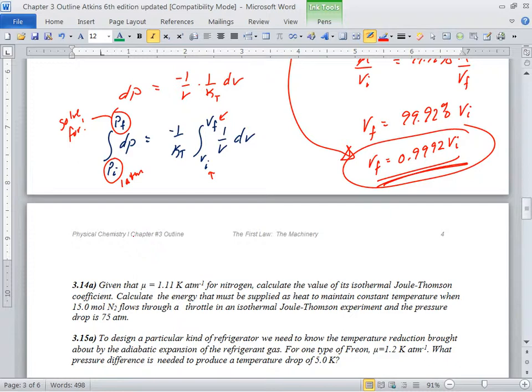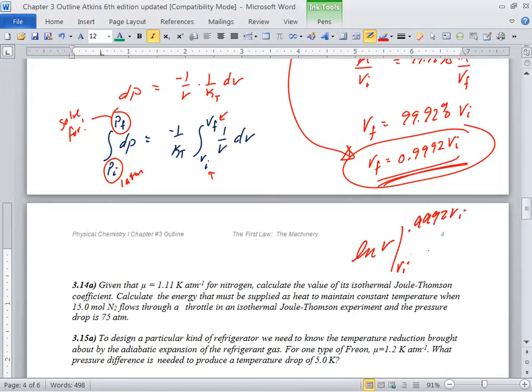And then you'd have the natural log of vf minus the natural log of vi. But remember, subtract natural log, that's the same as dividing them. So that's the trick, really. To me, that's really the trick. You'll have the natural log of v evaluated from vi to 0.9992 vi. Right? So that's the natural log of 0.9992 vi all over vi. And your vi's cancel. See that game? That's how you get rid of them.